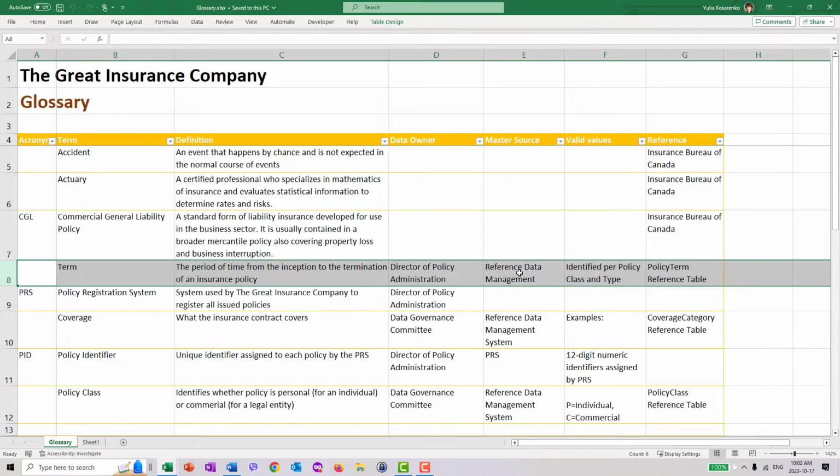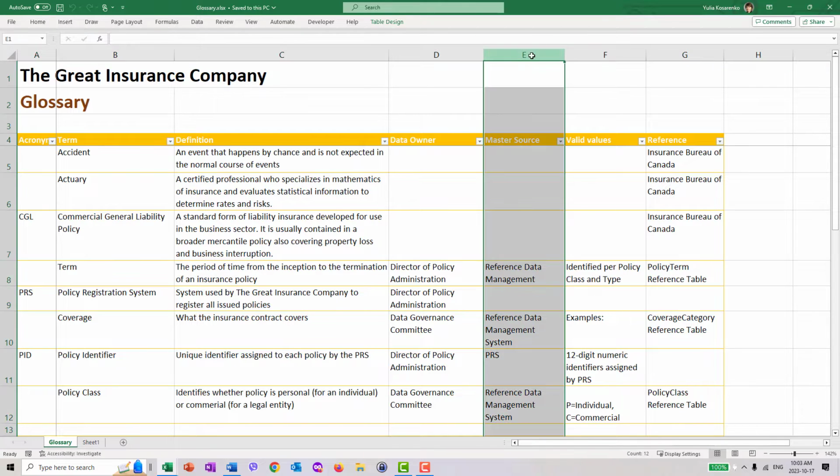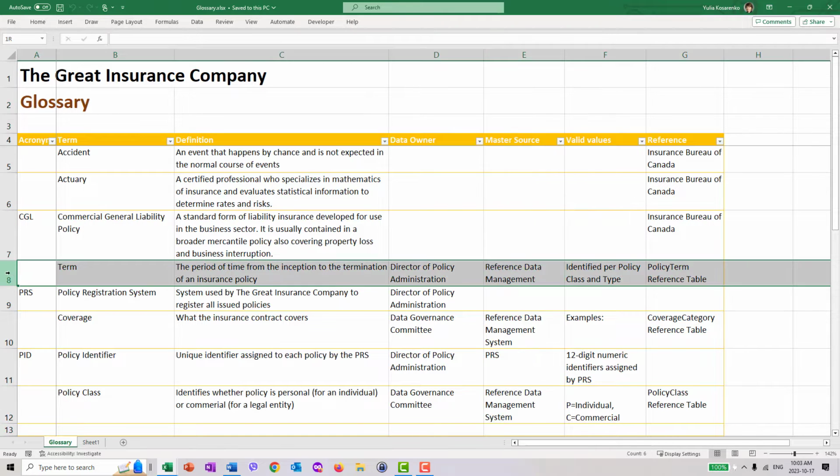And this would be the data owner that would define what policy term should mean, of course, in collaboration with respective stakeholders. And further to that, what I indicate is that potential valid values of what could be policy terms will be tracked as company reference data. So the master source column can capture where you find the master of each of these values. Since it's reference data, it would be in wherever the Great Insurance Company manages all of its reference data, for example, a reference data management system.